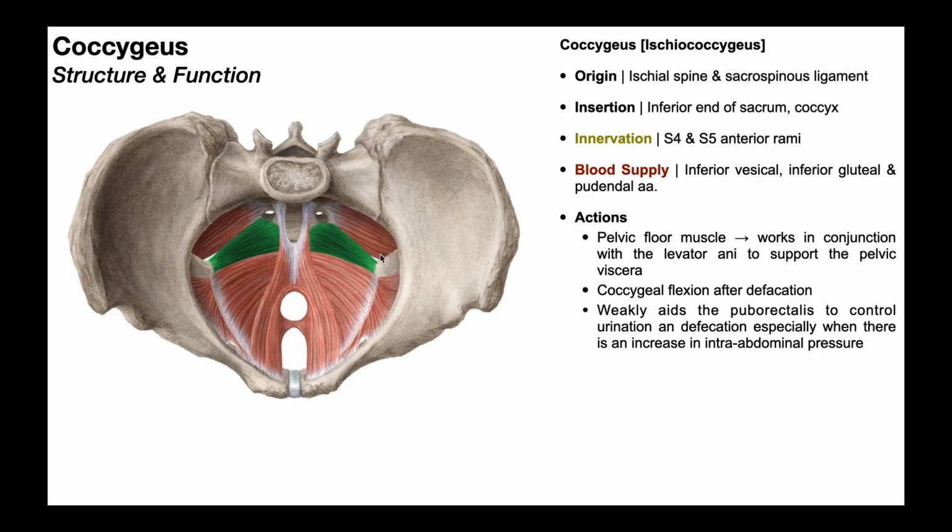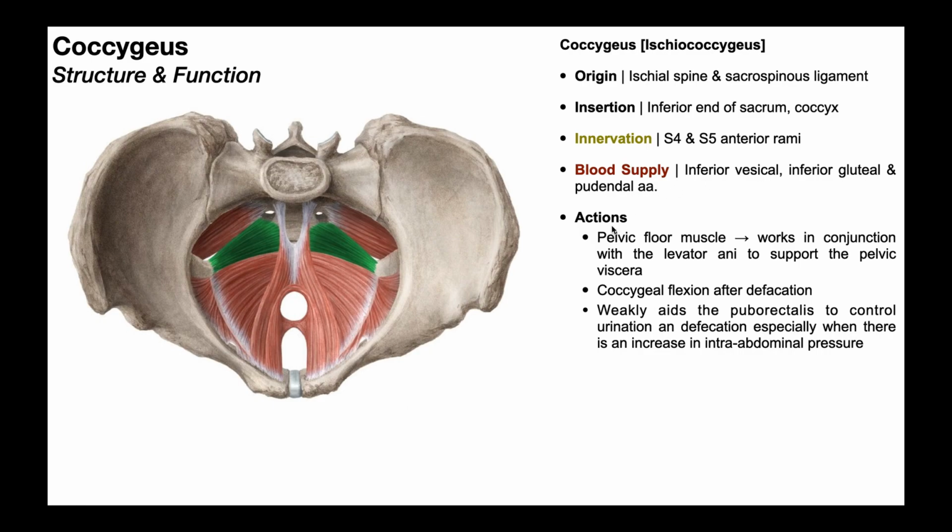It originates partially off of the ischial spine, which you can see in the picture, and then also off of the sacrospinous ligament, which you can't see in this image. As the fibers run medially here, they insert on the inferior end of the sacrum and then also onto the coccyx, which you can't really see too well right here. Thus, the name of the muscle. Coccygeus is innervated by anterior rami from S4 and S5, but not the coccygeal nerve. And its blood supply is via the inferior vesicular artery, the inferior gluteal and pudendal arteries.